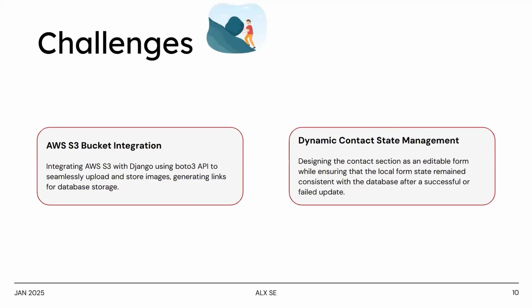We faced two significant challenges working on this project, one of which was we couldn't quite integrate AWS into our API. And we also had a significant challenge with the contact section of the application. The contact section was rendered as an editable form, or it was disabled on initial render. When in edit mode, it allows the admin to modify the content of the form. However, we had a problem maintaining the local state of the form while ensuring that the local state of the form was consistent with what was on the database after an update.